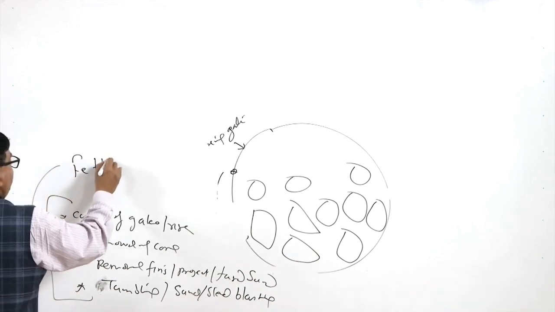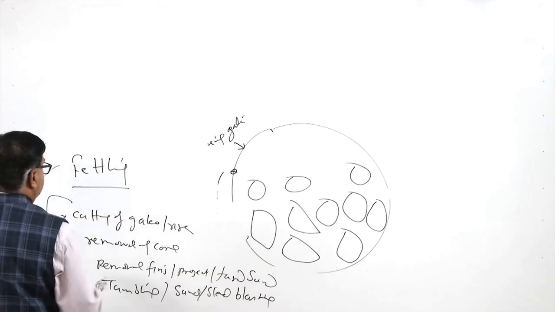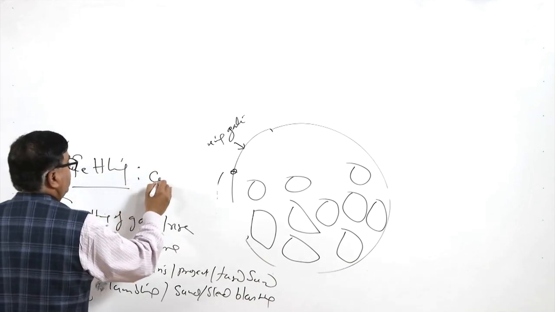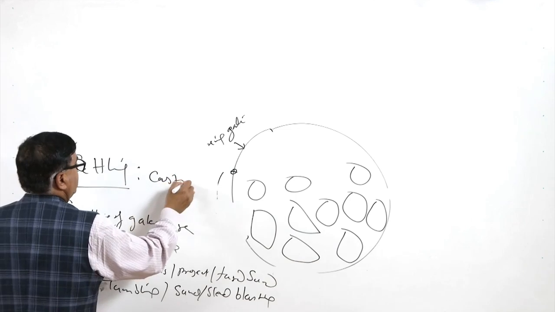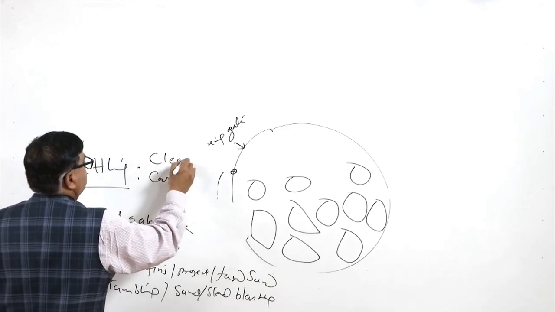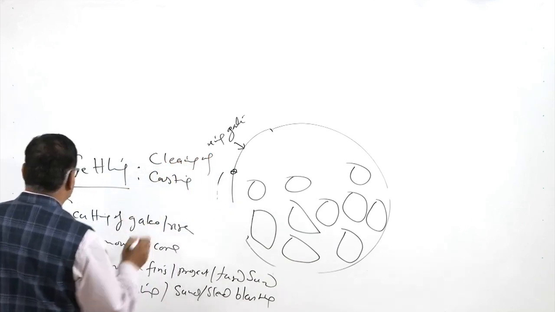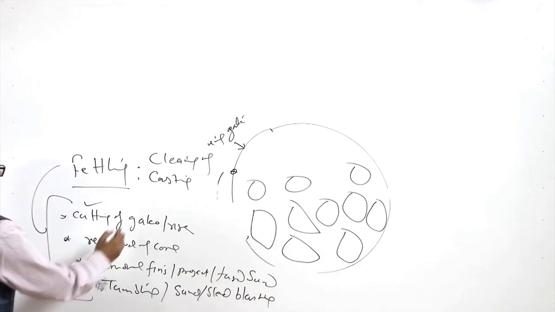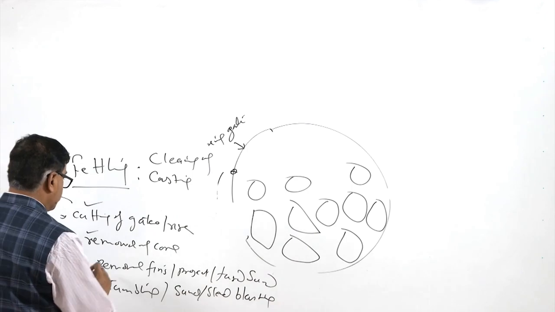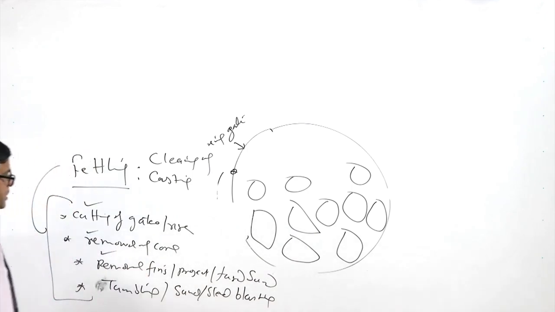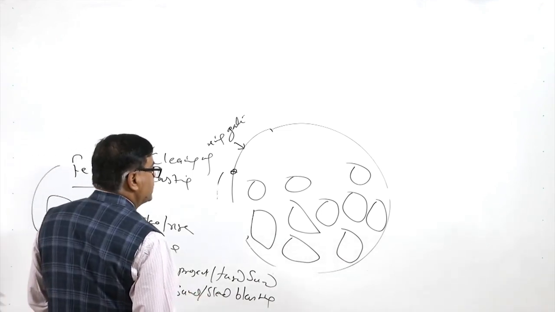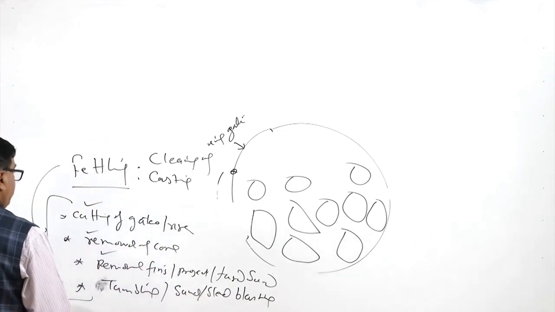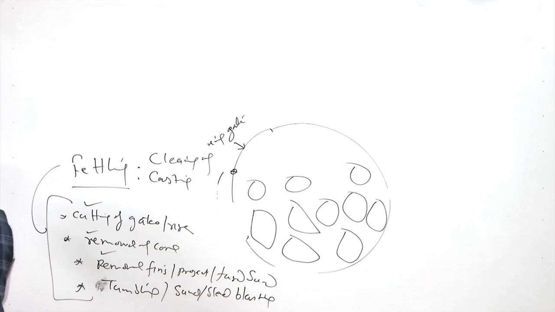So, fettling is the casting cleaning process, which involves cutting of the gates and the risers, removal of the cores, removal of the fins and projections and the fused sand, tumbling, sand blasting or the steel blasting for removing all the undesirable features from the casting surface.